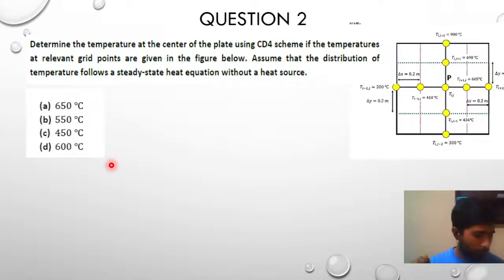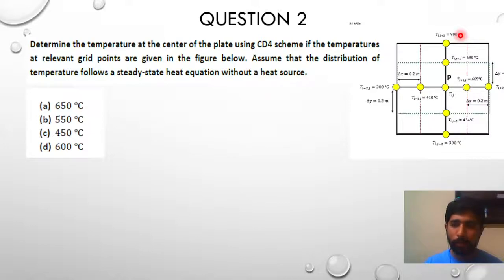It will take time, so we will try to solve only a couple or three questions, and it will not take more time. This question asks: determine the temperature at the center of the plate using a CD4 scheme, if the temperatures at relevant grid points are given in the figure below. They have given the temperatures, and you have to find the temperature Tij. All the other temperatures are already given. You need not do any Gauss Seidel algorithm here. You need to solve only one equation.